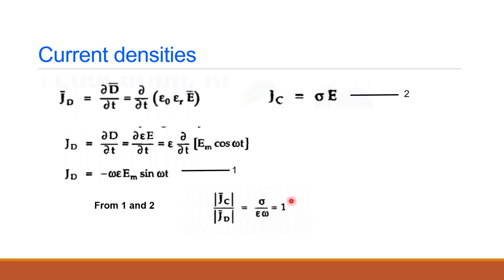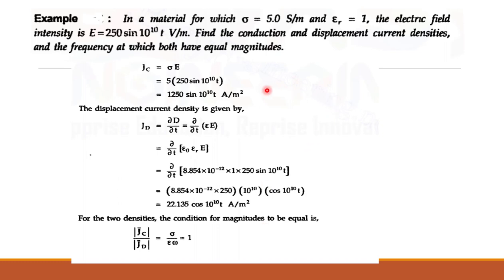If the ratio becomes very small because of this epsilon quantity, then Jd is more, that is, the displacement current density is more. Epsilon is more means what? The material is more towards a dielectric. So this ratio becomes very much less than 1. So we are going to use this in some examples. So let us consider the first example.